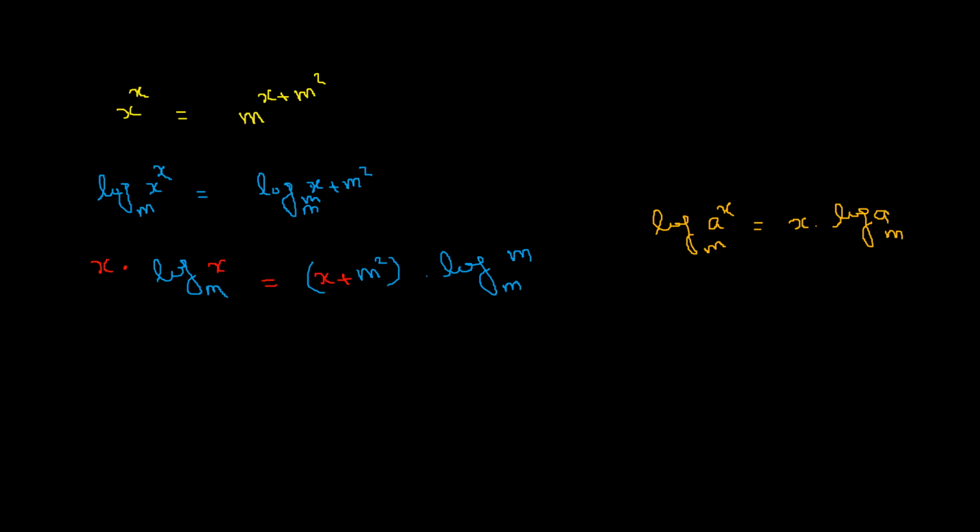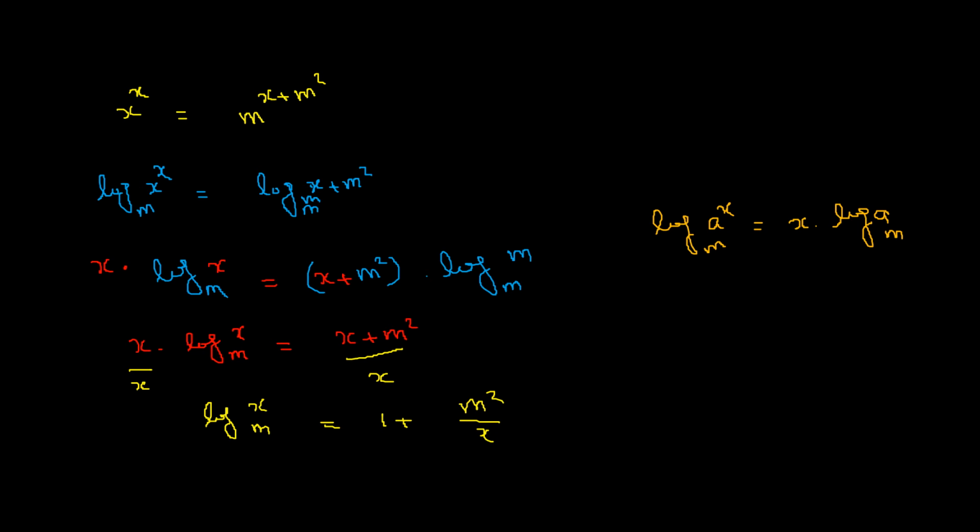with base m. And we know that log of m with base m is equal to 1, so by plugging in 1, we get x times log of x with base m equals x plus m squared. So if we divide by x on both sides, we get log of x with base m equals 1 plus m squared over x.